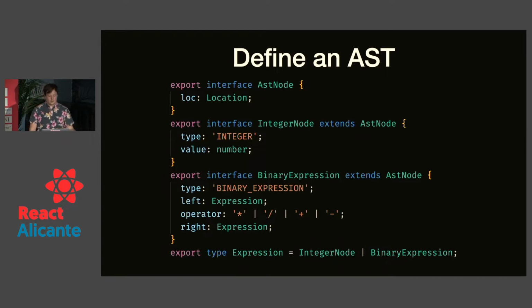So this gives us an overall type for expression, which is either an integer node or a binary expression. And those binary expressions then are made up of nested expressions. And in both cases, I've said that these extend the AST node type and have a location. That location just allows me to identify where in the source code this node came from. That will mean that if I'm evaluating this later and I support any kind of runtime exceptions, I'm able to figure out where that exception originated in the source code and give much better error messages.